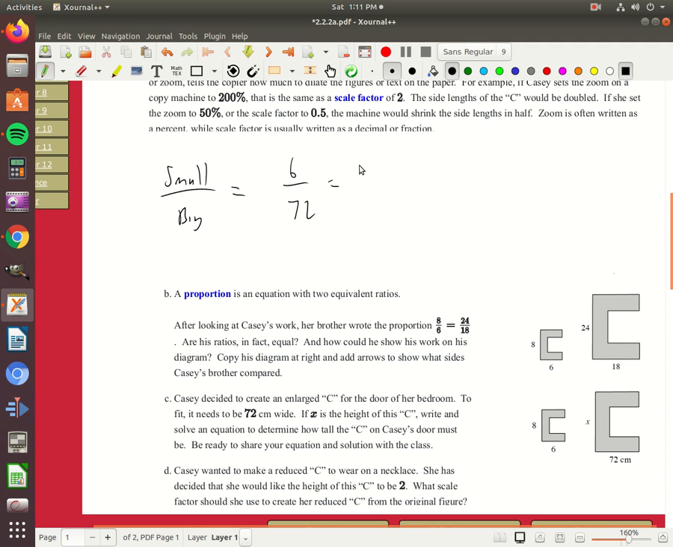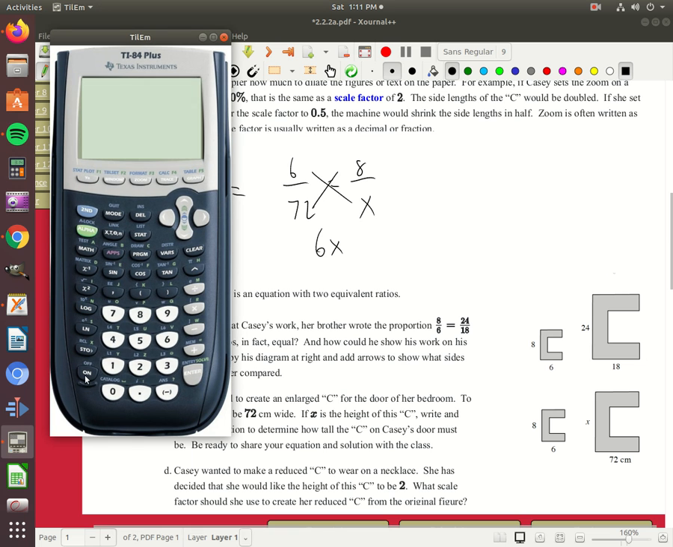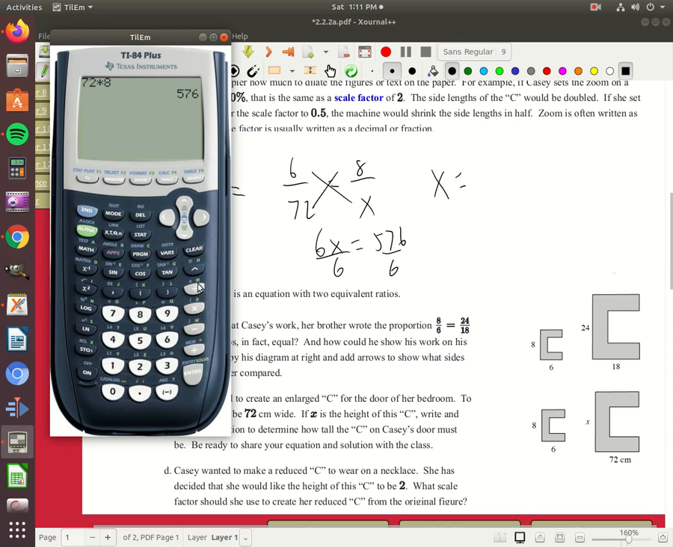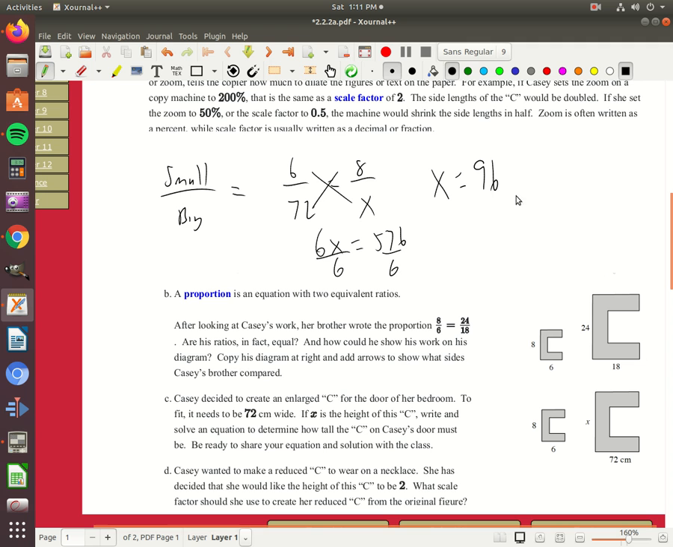So the small 8 has to go with the unknown. And now I have that set up. I can cross multiply. I'm going to get 6x. I'm going to grab my calculator here because it's going to be a big number. I'm going to get 72 times 8 is equal to 576. So I'll go back over here. It's equal to 576. I'll divide both sides by 6. And x is going to equal 96. So I know that this needs to equal 96.